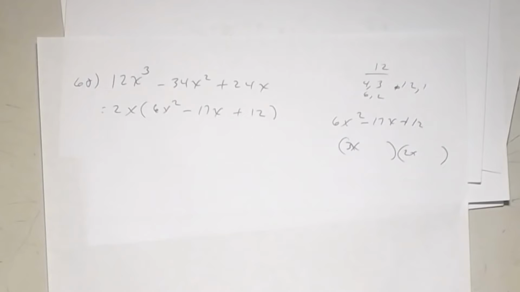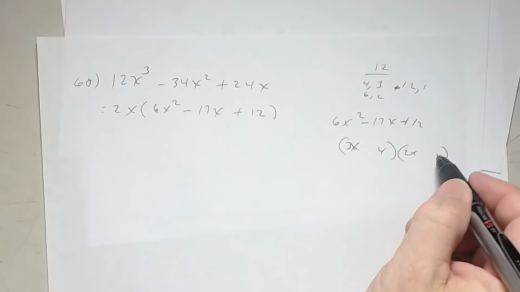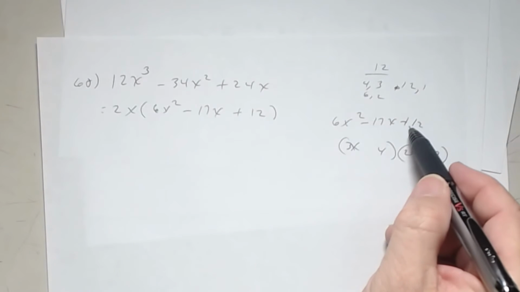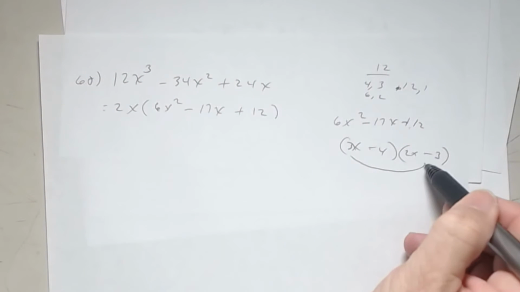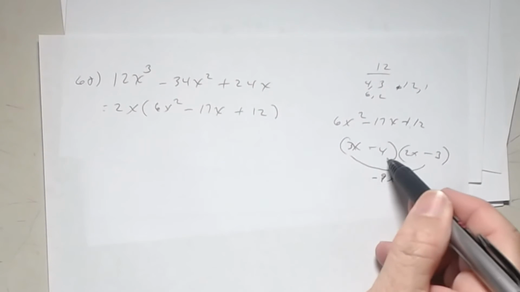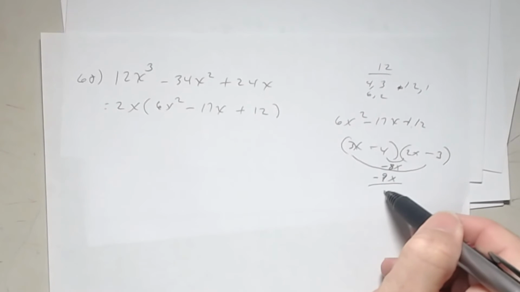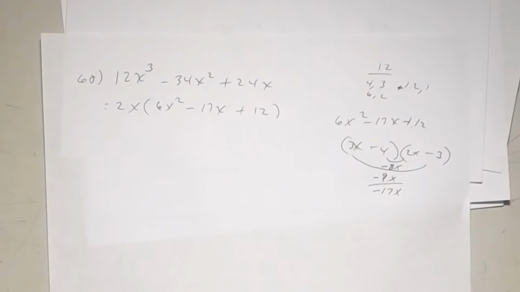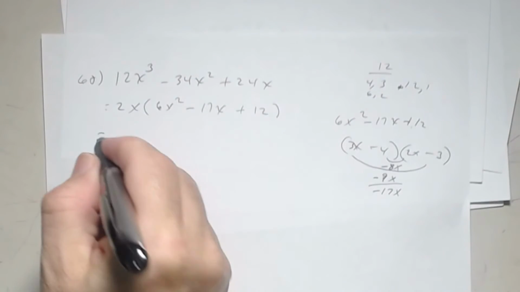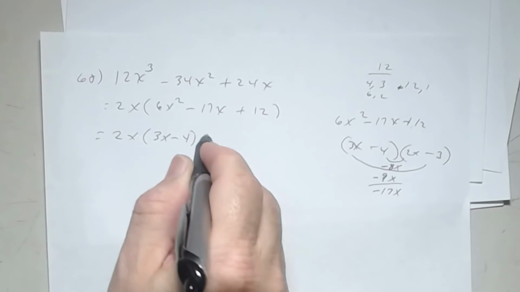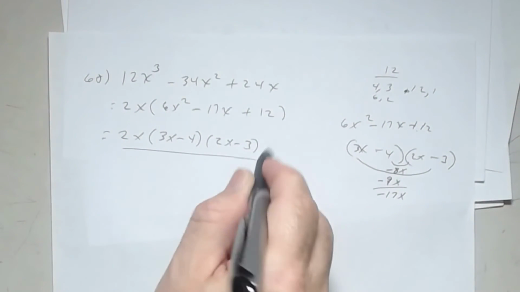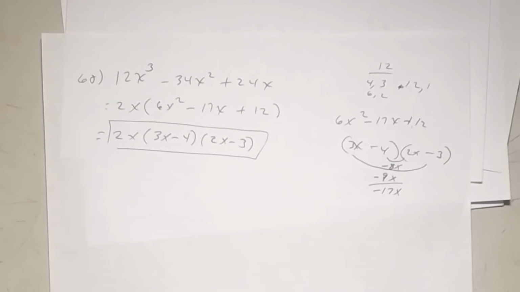All right, you want to try 4 and 3? So if I put 4 and 3, where must the 4 go? With the 3. And where must the 3 go? Right there. Okay. All right, the last sign's positive means these both have to be what? Negative, because the middle sign's negative. Now let's check. What's the outer? 9. What's the inner? Negative 8. When I add them up, what do I get? Negative 17. Okay. So that's what I wanted. So that was the answer. So bring that over with your 2x. 2x times 3x minus 4 times 2x minus 3. That's the answer.